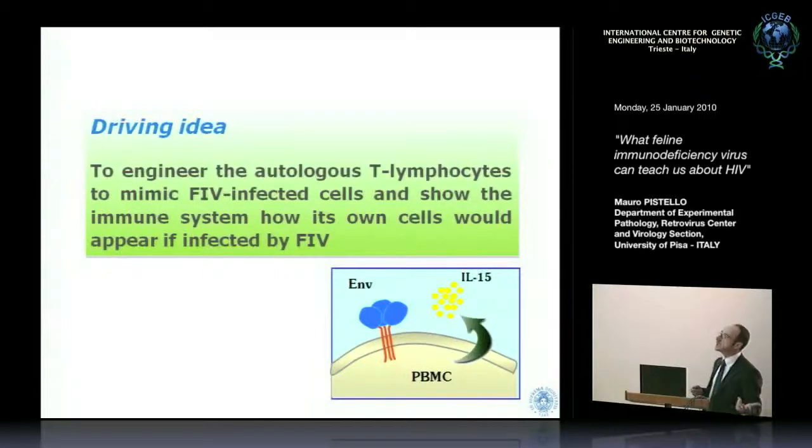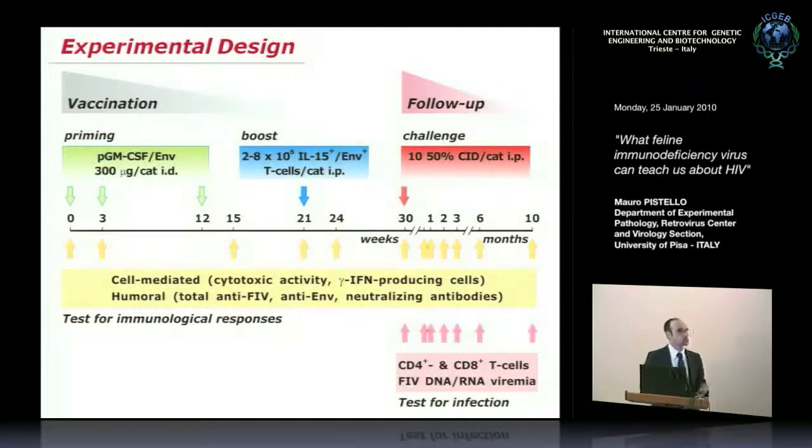So, the engineering I will show you later on would be to get cells which are continually expressing and presenting on the outer surface the whole HIV, and also since we wanted to increase the immunogenicity of these cells, we also have cells which are expressing and release the IL-15 to increase their visibility. So the vaccination was as follows.